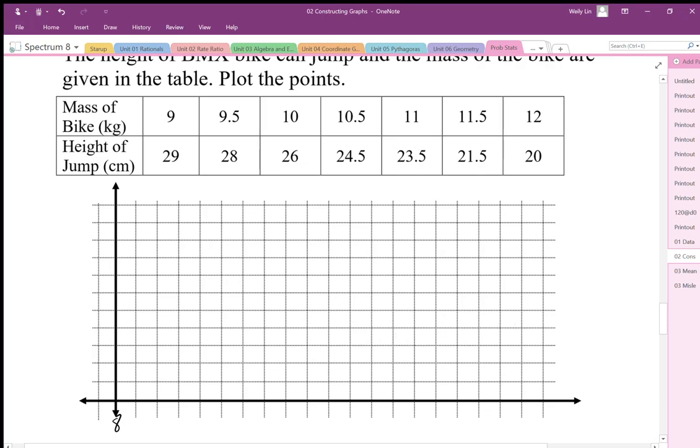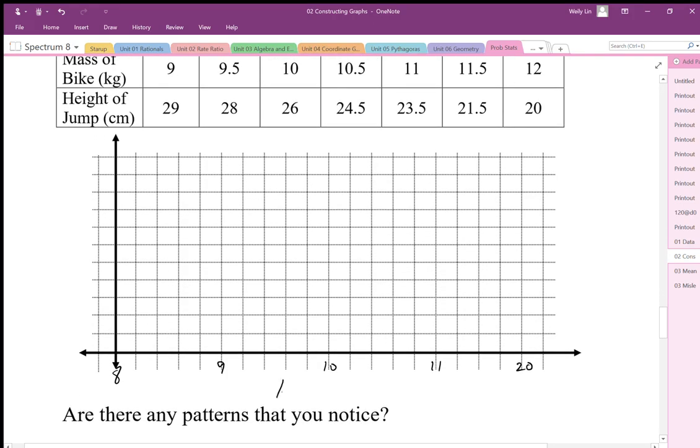So let's divide them into increments of 5. Okay, so we're going to do 9 here, 10, 11. Okay, so that we have our increments and mass in kilograms here.